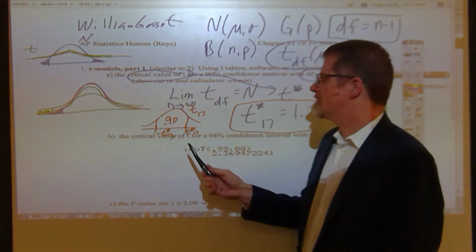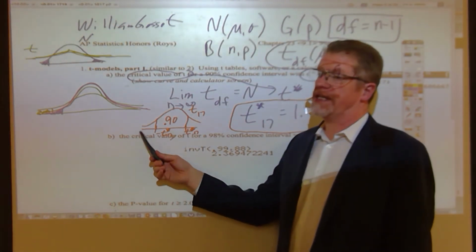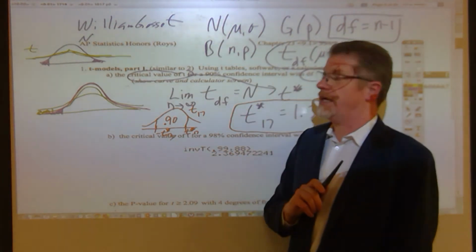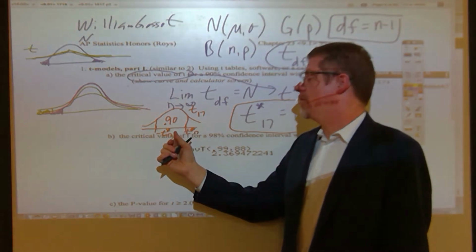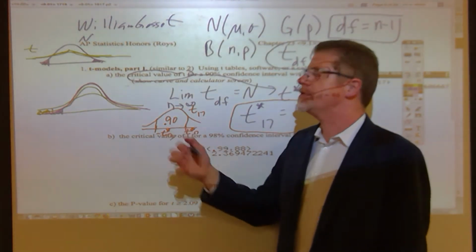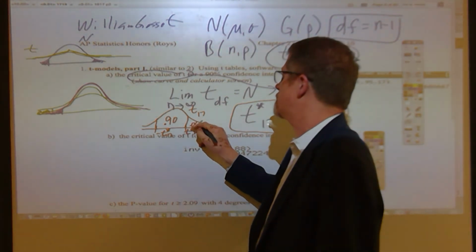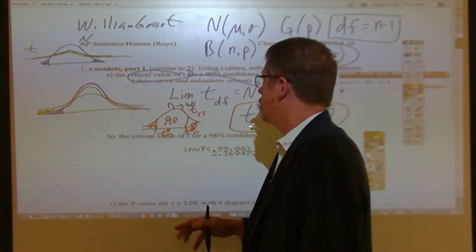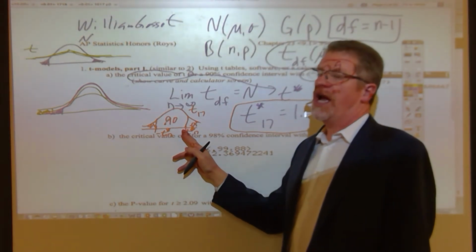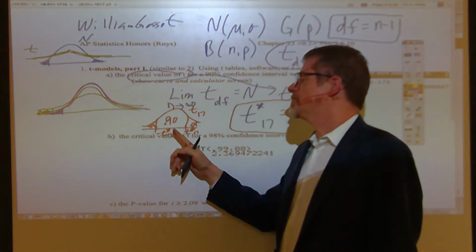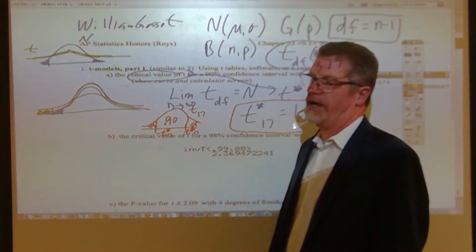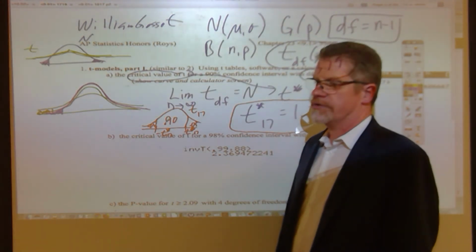So inverse t requires left area, just like inverse normal requires left area. And if 90% is between negative t star and t star, then the other 10% is split, 5% in each tail. So here's t star sub 17. How much area is to the left of t star sub 17? The answer is 0.90 plus 0.05, or 0.95. Does that answer your question to your satisfaction?